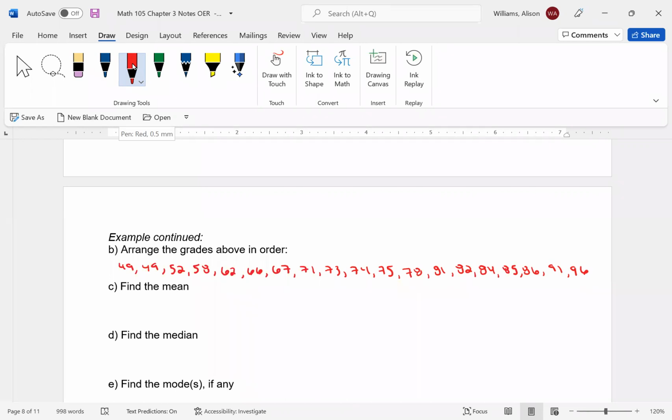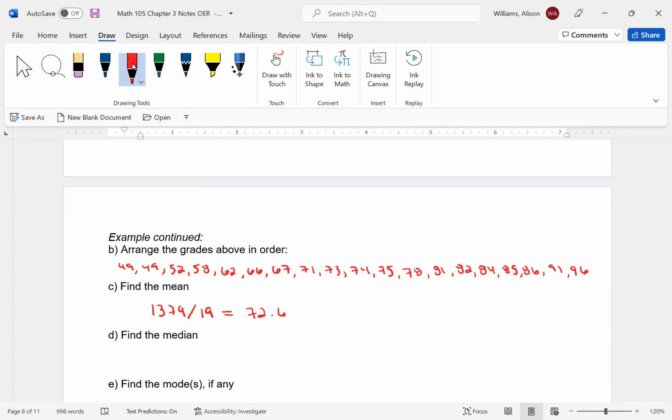Okay, so to find the mean, I'm going to add these all together. Pause the video, add them all together, and see if you got what I got. When I added them, I got 1,379. And then I'm going to divide that by 19. And in my calculator, I get 72.6.